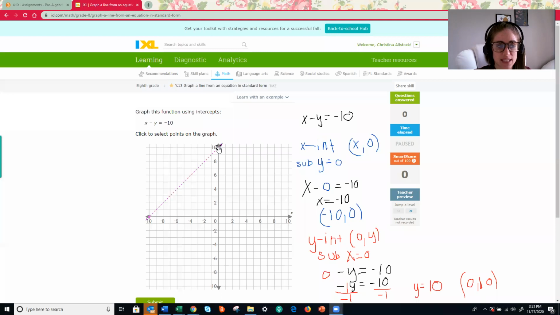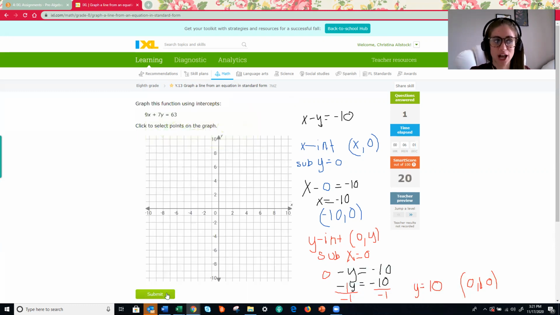Now we can graph that second point. IXL does the line for us. And when I hit submit here, it should say correct. There we go. We got our line using intercepts. All right, let's clear this and try one more.